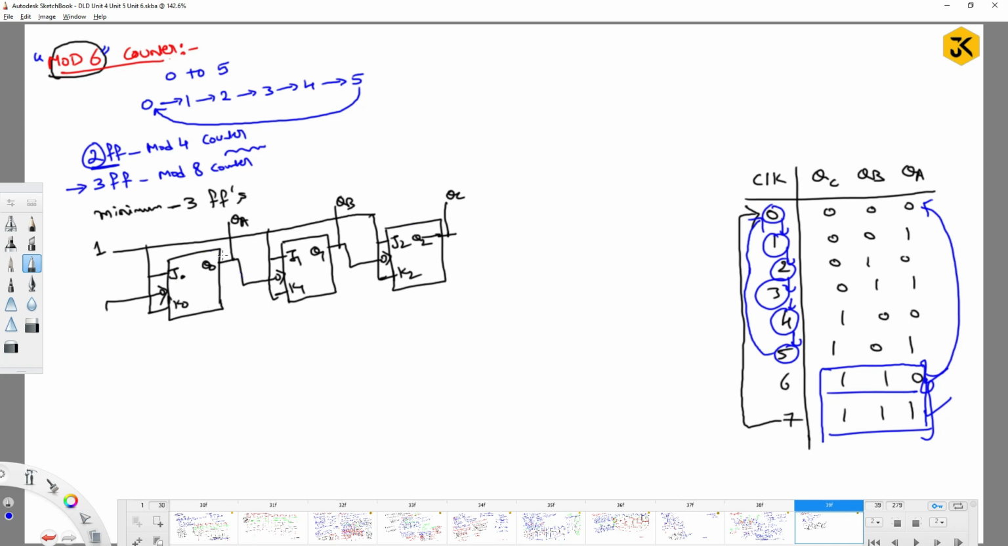Even though you are going to have 3 flip-flops which may yield a mod 8 counter, we are trying to make these two values, 110 and 111, into 000. Can we do that? Yes. How can we do this? See, observe. If I try to replace these values with 000, guys, is there any concept that we have seen earlier?